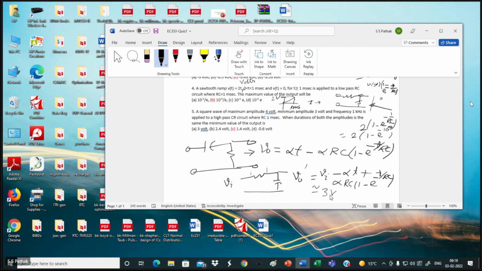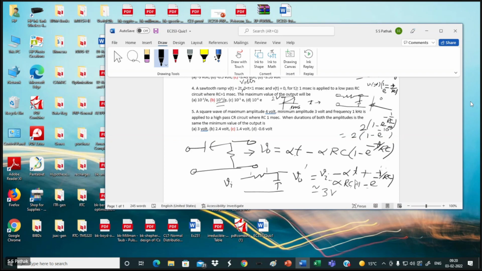Divided by e, because your T is 1 millisecond, RC is also 1 millisecond. It cancels, it becomes e to the power minus 1, or 1 by e. Okay? So it will be, sorry, not 3 volt. This is 10 to the power 6, T is 10 to the power minus 3. Sorry, 10 to the power minus 3, 10 to the power minus 6 by e. I am putting it that way.